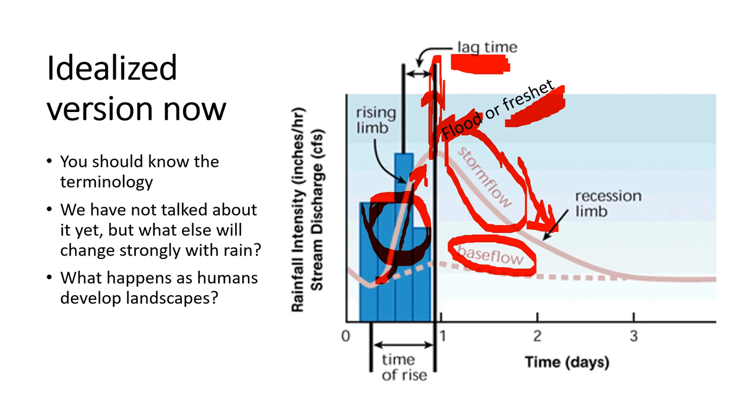Think about how humans are going to modify this type of hydrograph, right? How are they going to change the landscape? Are they going to tend to create less or more lag time? Are they going to tend to create larger or smaller freshets? Are they going to tend to create longer or shorter recession limbs, right? Are they going to tend to increase or decrease base flow, right? So think about that, and we'll talk about that in class.